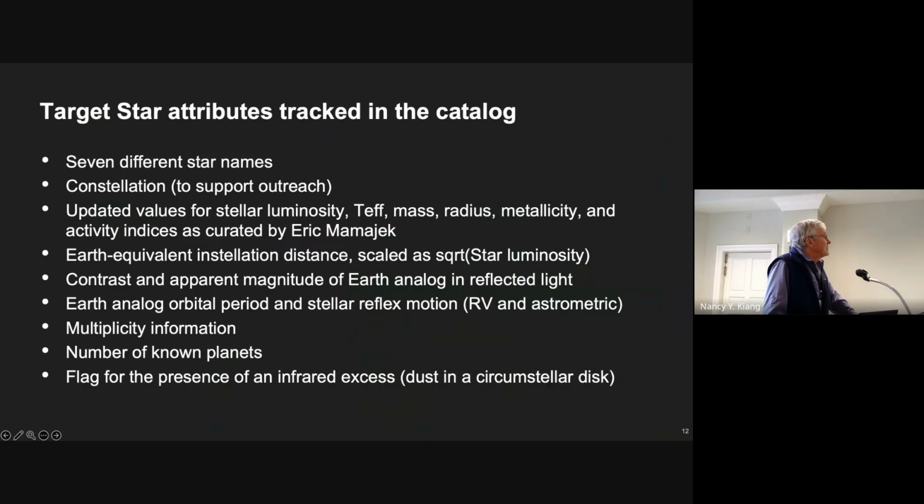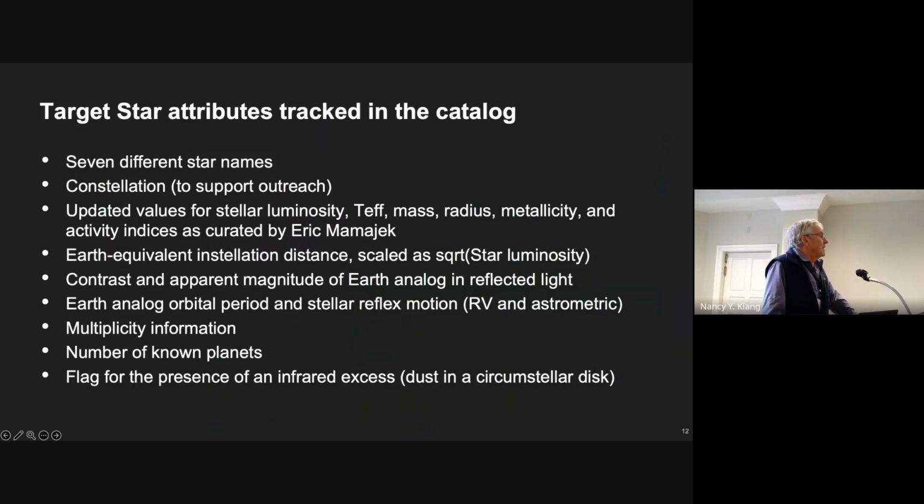So the location of the star, various names, what the separation in AU and in milliarcseconds is for the inner edge of the habitable zone, the contrast, and the apparent brightness of the Earth analog in reflected light.